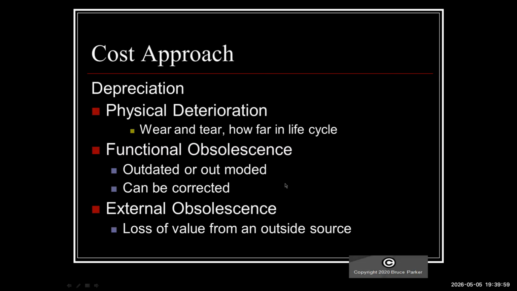So again, what we're going to do is we're going to decide whether we're going to do replacement or reproduction. We're going to build our imaginary building. We're going to subtract our accrued depreciation, physical deterioration, functional obsolescence, external obsolescence. And then lastly, we add back in the value of the land. Now, why do we add back in the value of the land at the end? Because land does not depreciate. It doesn't wear out.